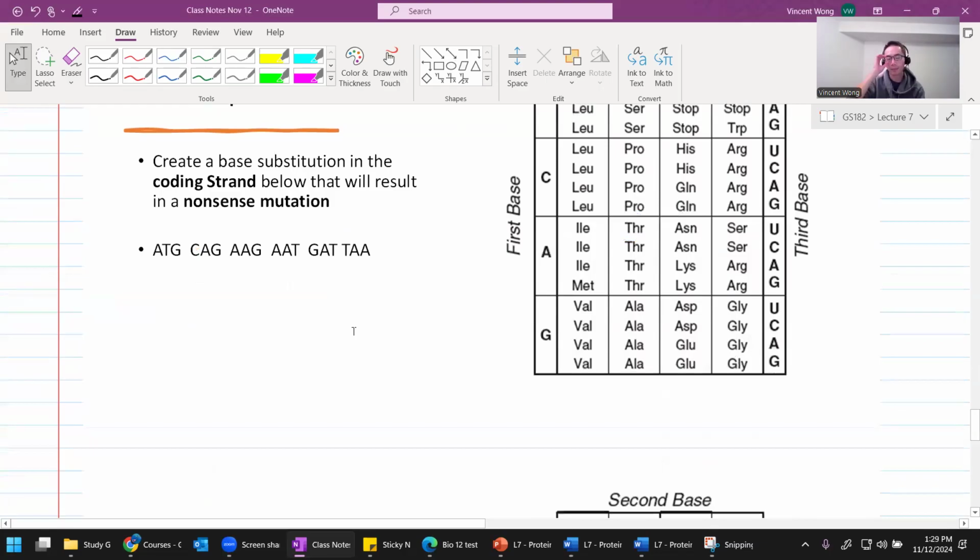Okay, you try. This is the coding strand, and we want to do a base substitution, which means you're replacing a nucleotide, and you want to create a nonsense mutation.